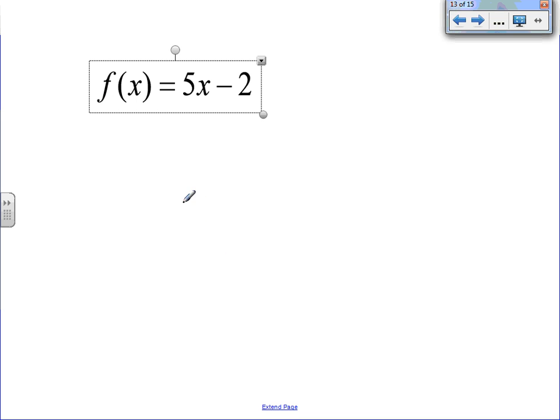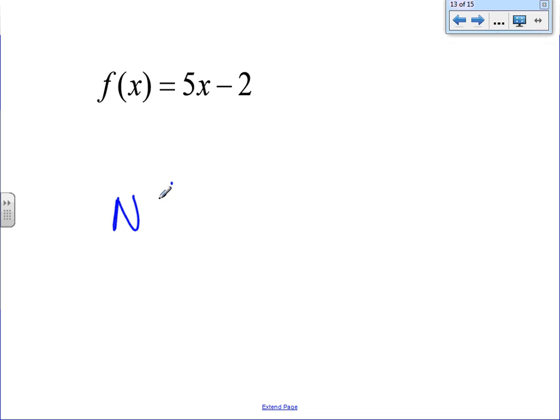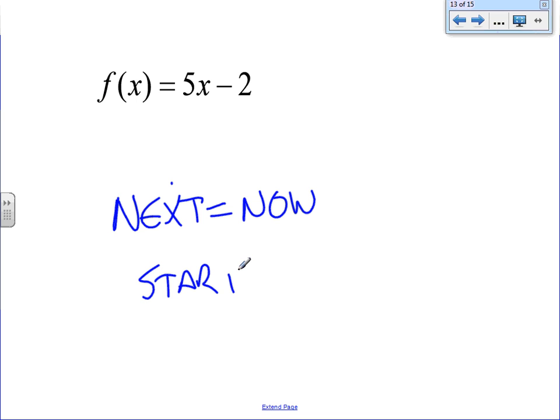This one, don't let that fool you. It's just function notation that we learned about last time. Can you write a next-now equation for this? Bet you can. I'm going to leave you with the next equals now part, and I'll even go so far as to write the start at part. Well, you have to write it anyway. So take care of that for me, okay? And we'll look at that one again.